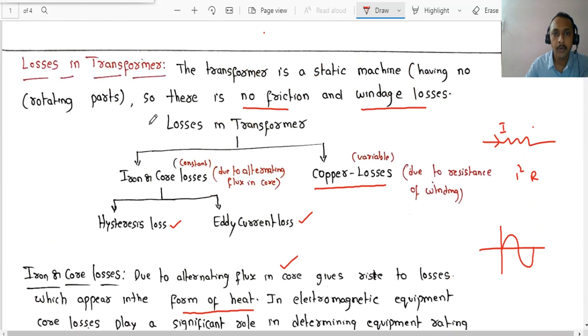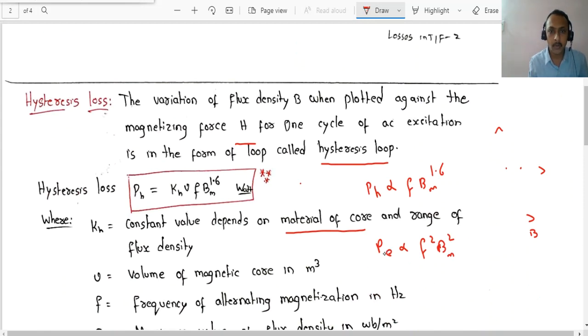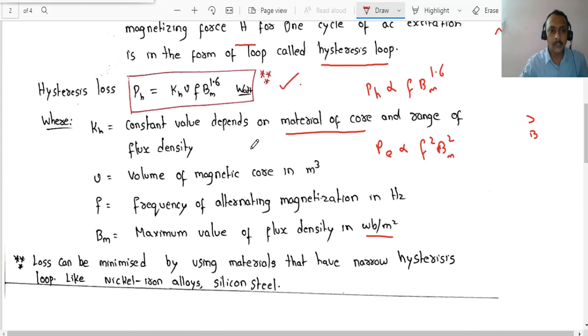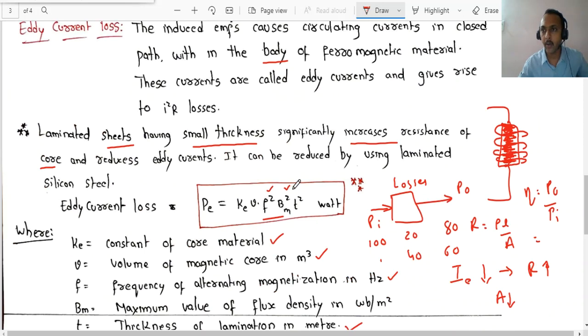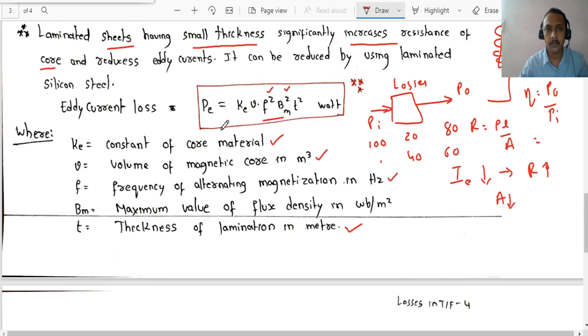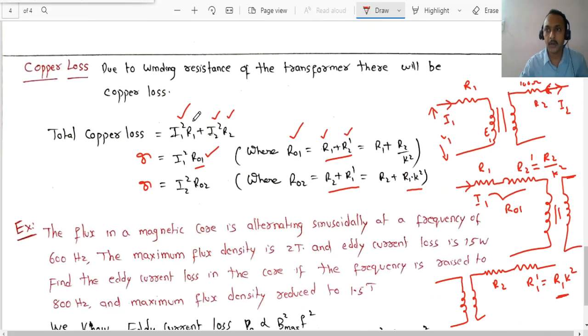If a question is asked, write a short note about the losses of the transformer. If you draw this table, it gives a good impression. The key points and this formula should be visible, and you put it in a box. Highlight this formula, expand the variables, and tell how the loss can be minimized. Then discuss the eddy current loss. Write the formulas, and tell how it can be minimized by using laminated sheets, and then discuss the copper loss. Write all these three formulas. Then it will help you to score more marks.